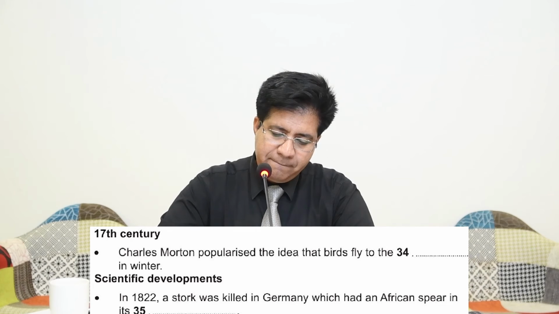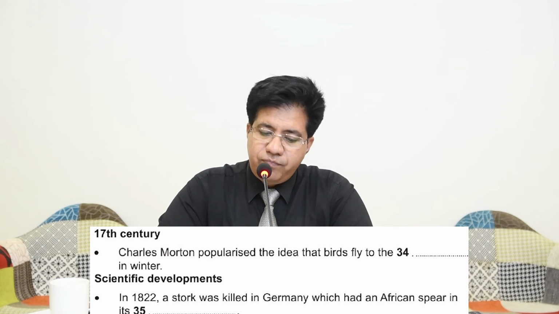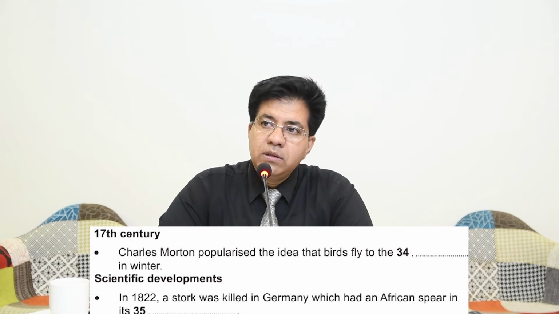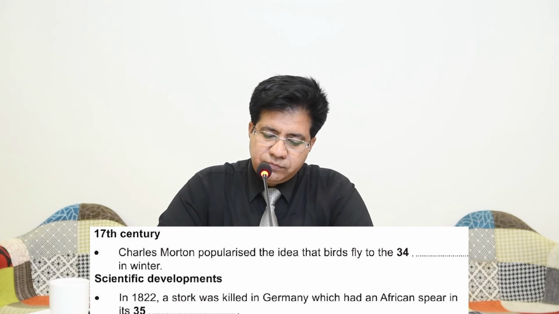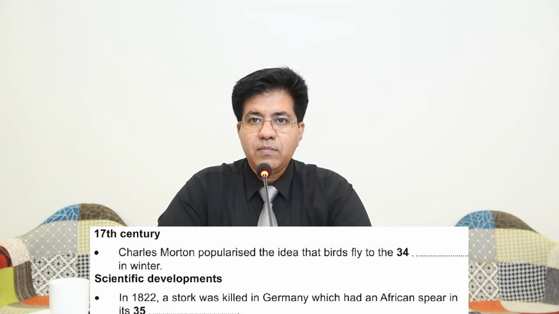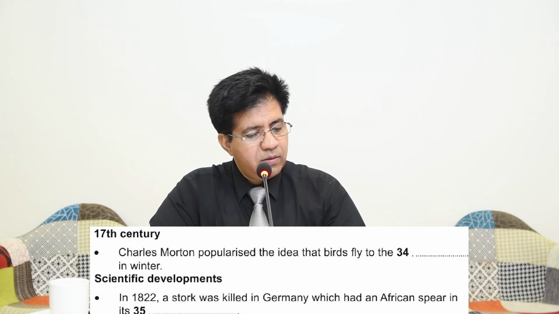The most bizarre theory was put forward by an English amateur scientist, Charles Morton, in the 17th century. He wrote a surprisingly well-regarded paper, claiming that birds migrate to the moon and back every year. He came to this conclusion as the only logical explanation for the total disappearance of some species.